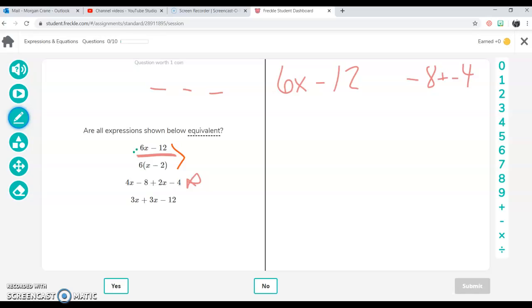Now let's check the bottom. We have 3x plus 3x, and we have a negative 12. Well, these two are like terms. 3x plus 3x would be 6x minus 12. All of these are equivalent.